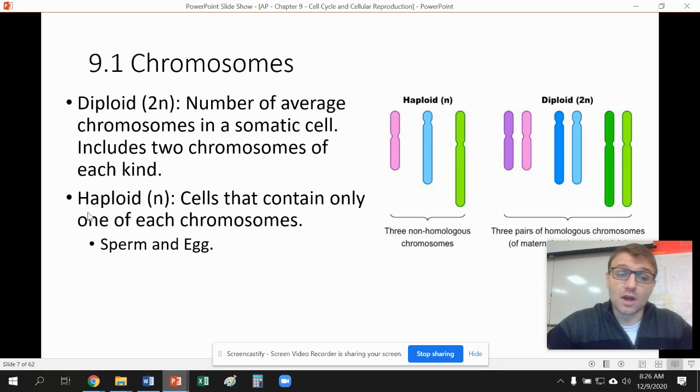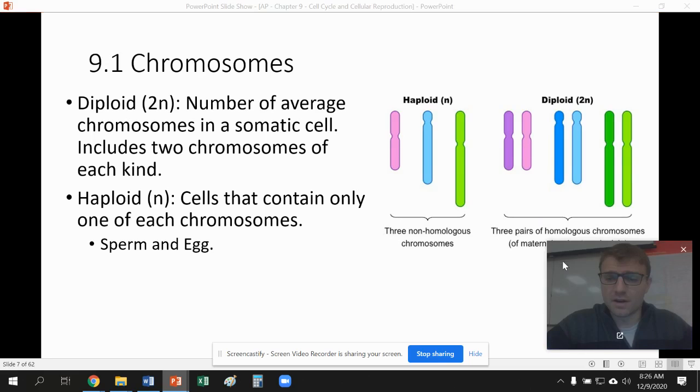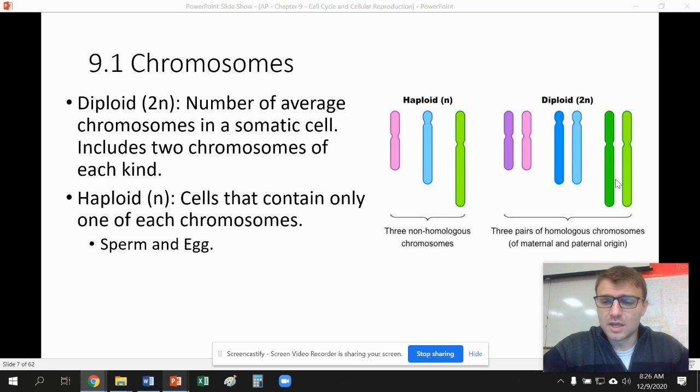The only two haploid cells are sperm and egg. Those are the only two haploid cells. Diploid cells have the average number of chromosomes in the somatic cell. So for us, it's 46 chromosomes, and they have 2 chromosomes per pair. So we have 23 pairs of chromosomes in our cells. That's the diploid number. You can see here there are 2 chromosomes per pairing for each pair of chromosomes in a diploid cell. There are 3 pairs of homologous chromosomes here. These guys are homologous, these guys are homologous, and these guys are homologous chromosomes.